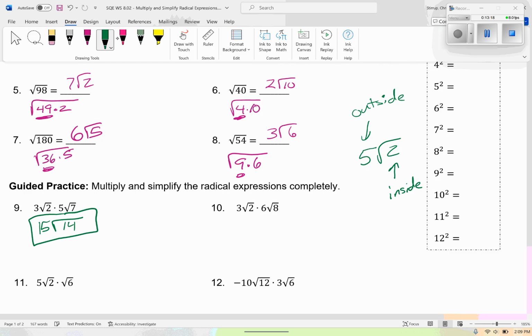All right, so I multiplied the outside and the inside, and then I had to break down the radical if I could. So number 10, let's multiply the outside. The outsides multiplied give me 18. Multiply the insides, I get what? 16. What's special about root 16 over there? Yeah, what's the square root of 16? 4. So I'm going to go 18 times 4. And 18 times 4 is?